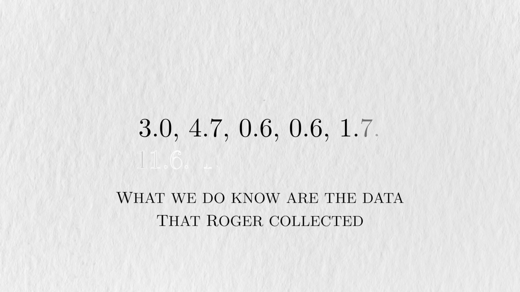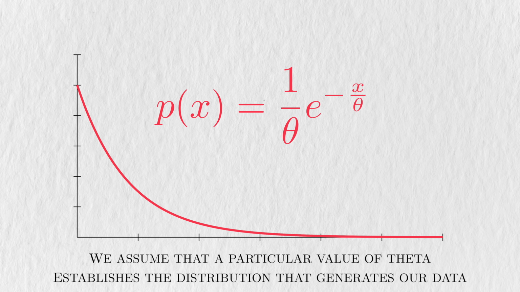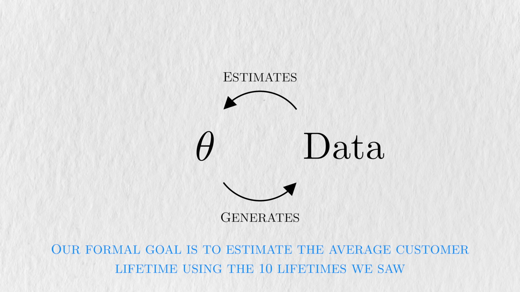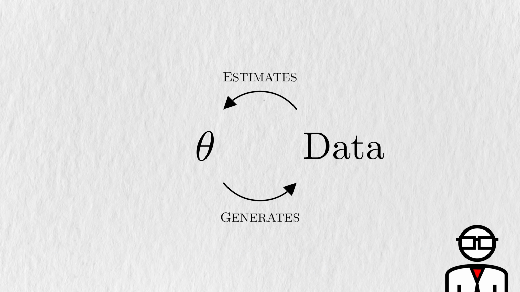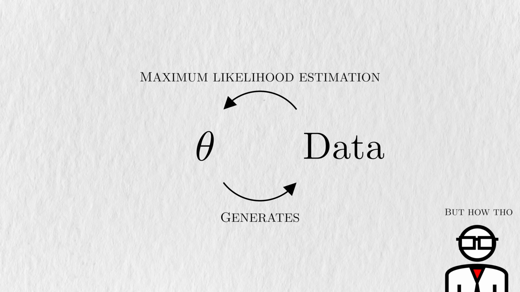What we do know are the data that Roger collected. In our model, we assume a particular value of theta establishes the distribution that generates the data we see. So while we don't know what theta is, the data that come as a result should reasonably be used to make an educated guess. In statistics, we call this process estimation. So our goal is to estimate the average customer lifetime using these 10 observations. A natural next question is how? How exactly do we use the data to make a guess for the theta that produced them? There are a few ways to do this, but the one that we're going to learn is called maximum likelihood estimation.